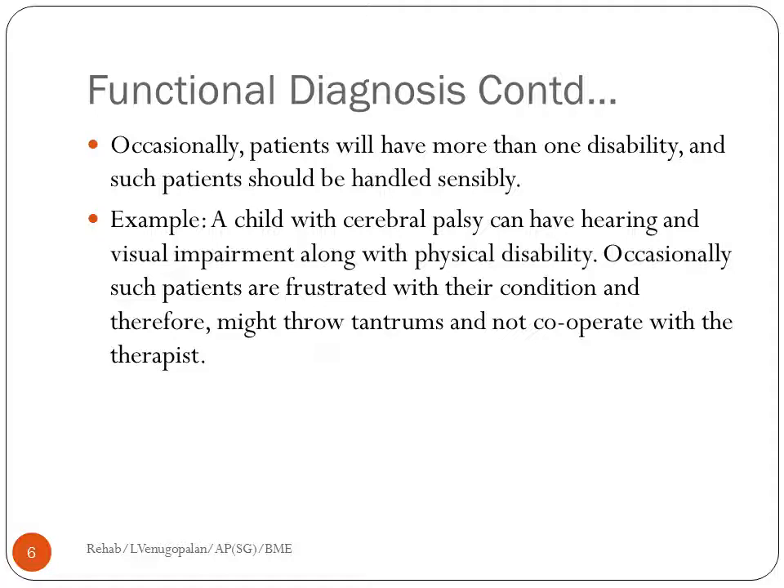Occasionally, patients will have more than one disability, and such patients should be handled very, very sensibly. For example, a child with cerebral palsy can also have hearing and visual impairment along with physical disability. Occasionally, able-bodied people like you and I have issues with our temperament. Occasionally, we are frustrated and we just vent out. But these children have a disability. Whatever is there in their mind, they're not able to communicate properly, or they're not able to visualize whatever they want to see. So such patients get frustrated because of their condition, and they end up throwing tantrums and do not cooperate with the therapist.